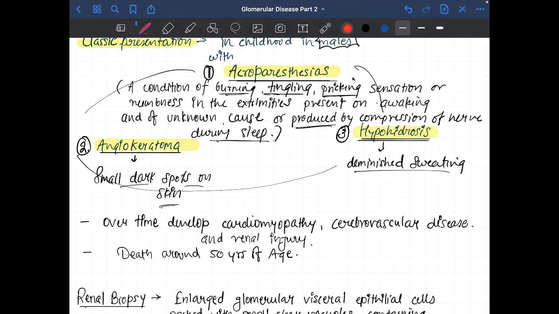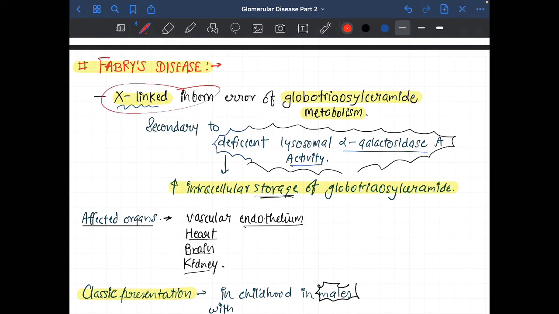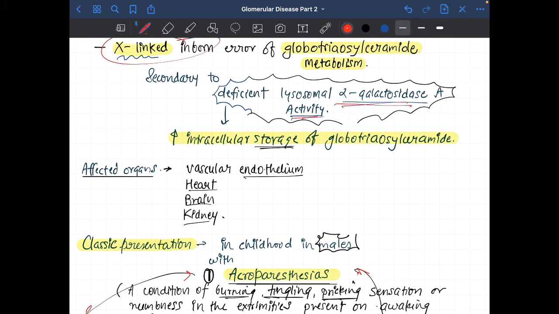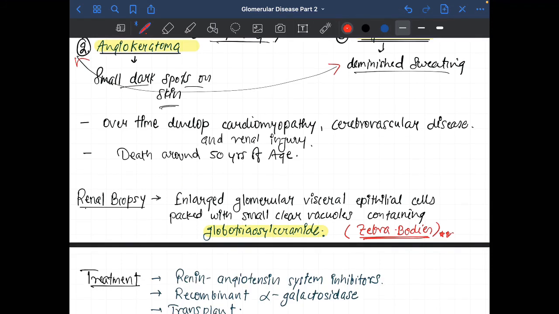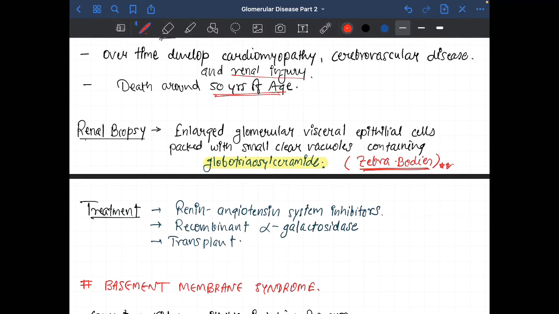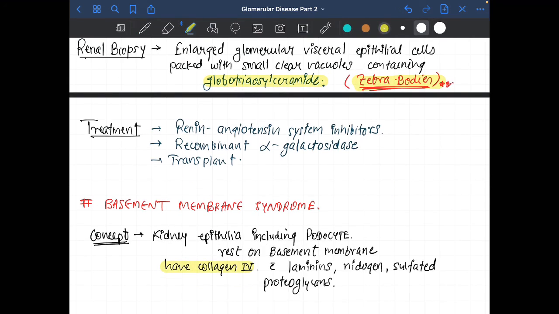So this is a very important board exam question. What are the clinical features of Fabry's disease? And one more thing, X-linked inborn disease and also the enzyme name. Over time they will develop cardiomyopathy, cerebrovascular disease and renal injury, and death will be at around 50 years of age. On renal biopsy we will find zebra bodies, very important. Treatment of choice is renin angiotensin system inhibitors, recombinant alpha galactosidase, and transplant is indicated.